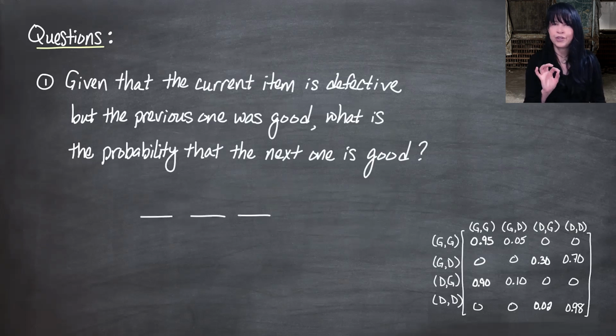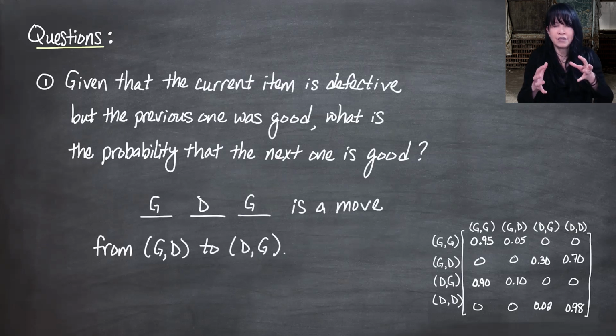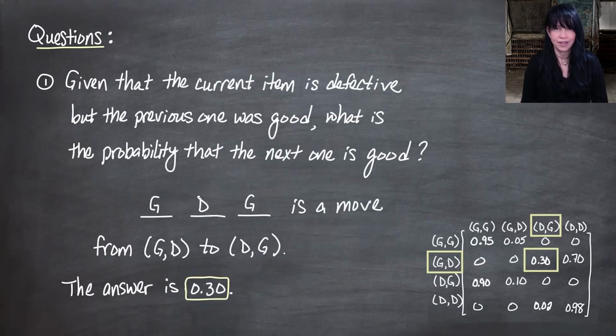Let me make three positions in time here and call the center position the current item, and then we have previous and next. The current item is defective, so that's a D. The previous one was good and the next one is good. We're looking at a sequence coming off the assembly line like this, but it really corresponds to us moving from good followed by defective to defective followed by good. We can go straight into the transition matrix and read this, and it is right here. The answer is 0.3. That one was just a warm-up to make sure we know how to read the transition matrix that we built last time.